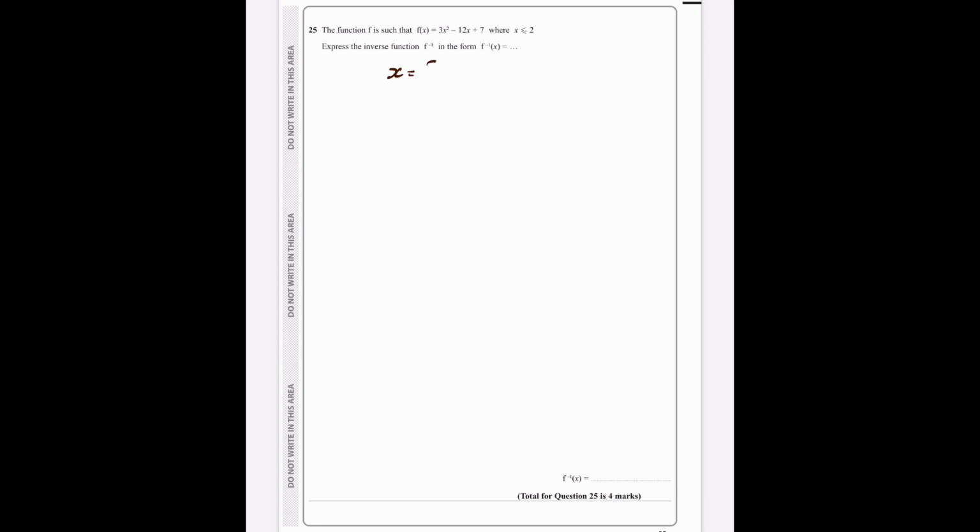Question number 25, this is an inverse functions question. It's one of the trickier ones because we're dealing with a quadratic. If you have a quadratic equation, the best way to find the inverse function of it is by completing the square and then reverse engineering it. I swap the x's and y's around. Some people like doing it that way. It's not necessary. If you haven't, that's absolutely fine.